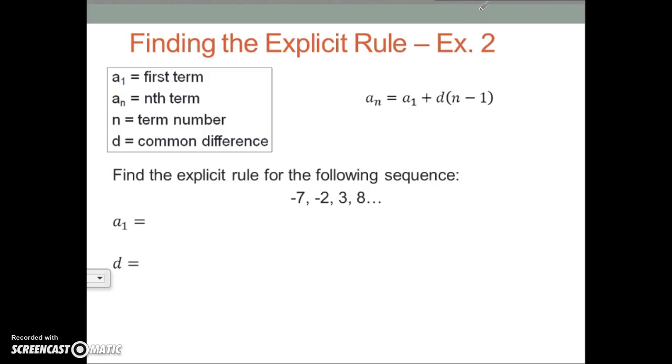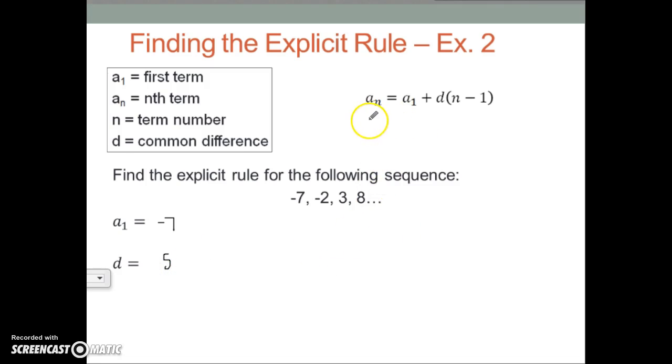So let's look at one more example. If we want to find the explicit rule for this sequence, again, first identify a sub 1 and identify the common difference. A sub 1 is our first term. Our first term is a negative 7. And our common difference, negative 7 to negative 2, and then negative 2 to 3, 3 to 8. Looks like we're adding 5. So our common difference is 5.